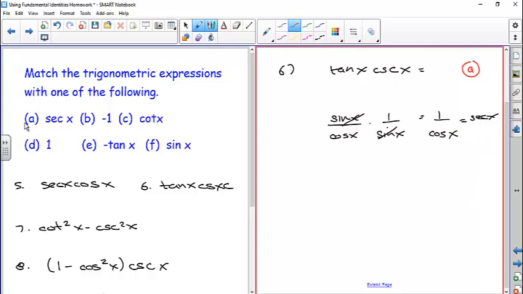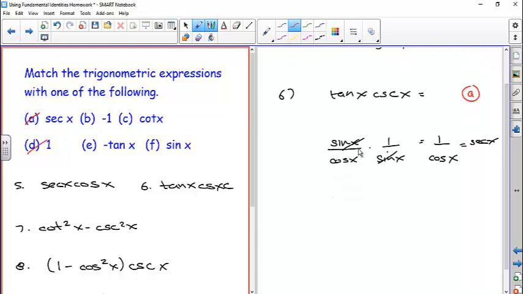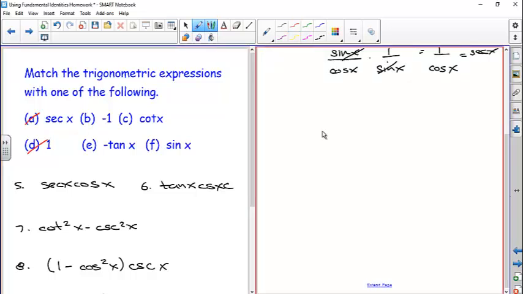So we can mark those out. So what do we have? This is 1. The first one was 1, so that's D. Okay, now we shouldn't even have to use process of elimination here.